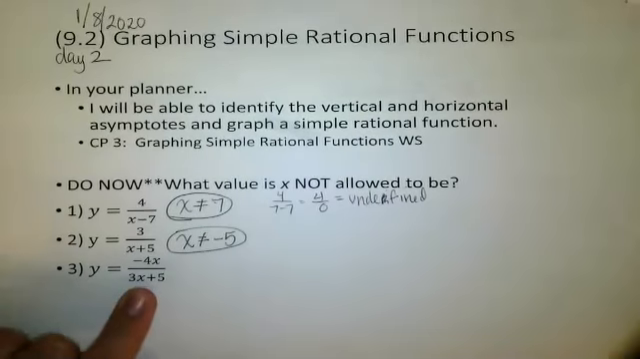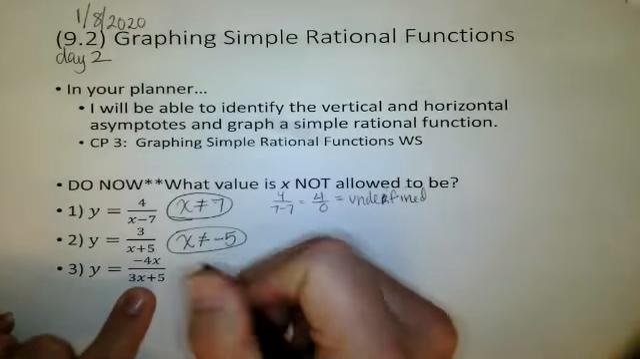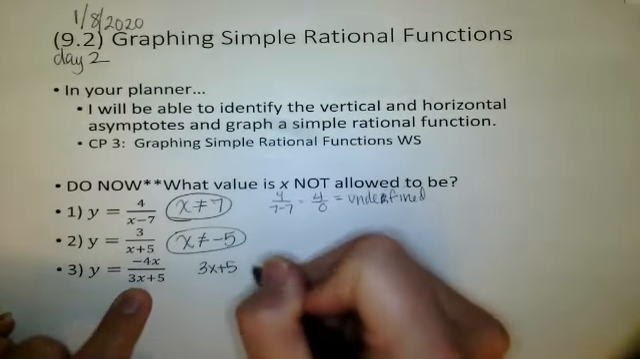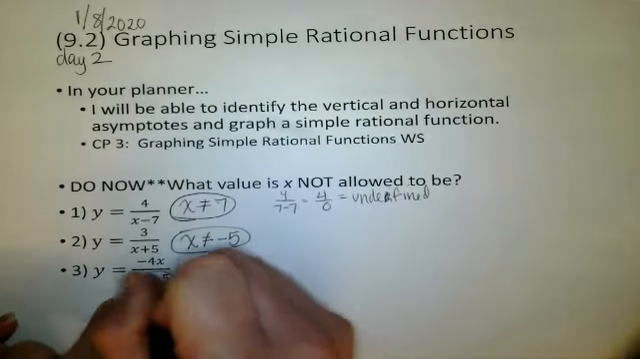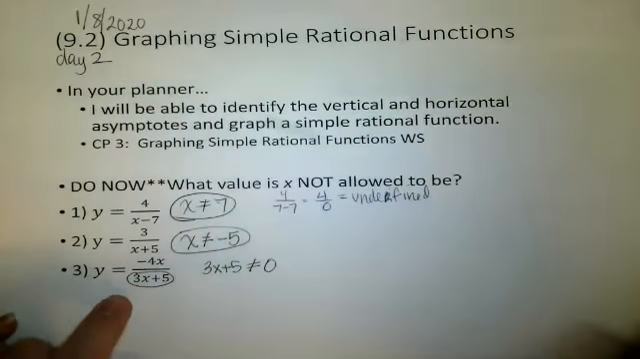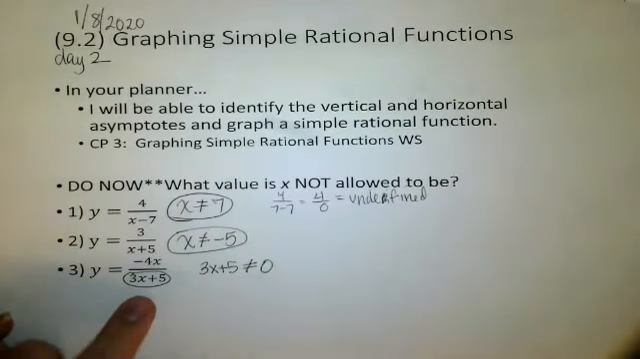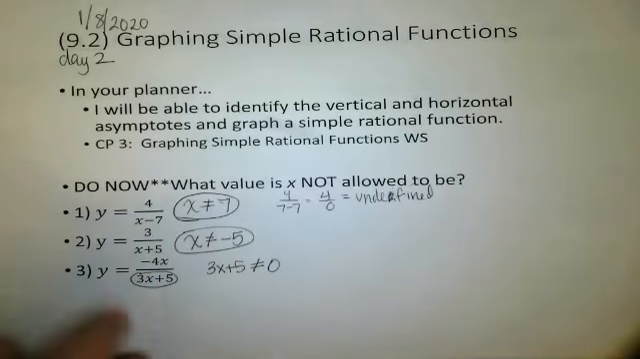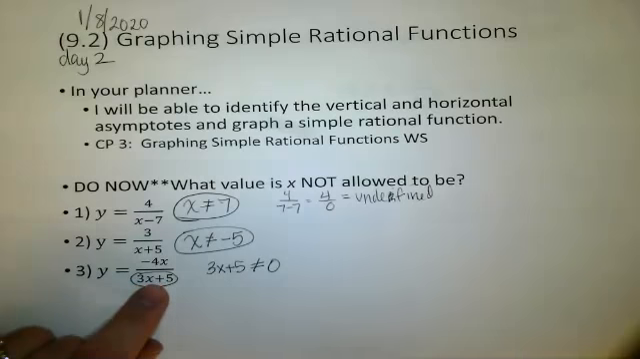So for this one, because we have a number in front, we can actually solve an equation. 3x plus 5. That whole denominator is not allowed to be 0. And that's really what we've done for each of these. We just can shortcut it. It's easy to shortcut it. But we're doing the same thing. We're solving a little equation because we don't want that denominator to be 0.